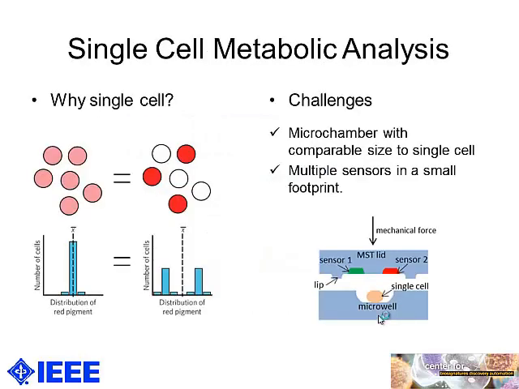For example, if there are 2 states, one state only has the pink cells, and another state has half red cells and half white cells. So obviously, the distribution of the 2 states are different, but they have the same average in terms of the cells' color. It's impossible for us to distinguish between the 2 states in the population average.